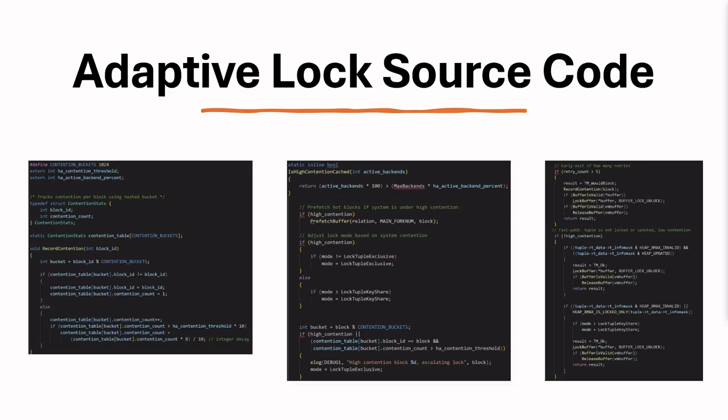These code snippets show how our logic plays out. First, everything is tracked using a hash bucket. Then the function is high contention determines if the system is under high contention based off the number of active backends. Depending on that result, we either apply a strong lock, tuple exclusive, or downgrade to a lock tuple share. This decision making happens in real time during the transaction's execution, being adaptable without requiring manual tuning.